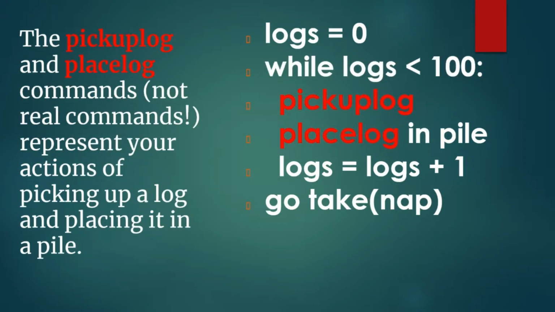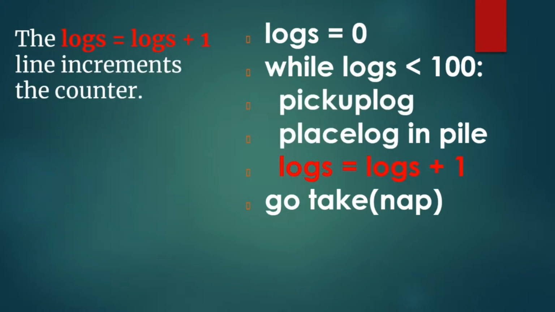So if it is less than 100, we're going to pick up a log, and then we're going to place that log into a pile. Right? So that is what we're actually doing. We're picking it up and putting it where we want it. And then this is our mental counter. All right, so we've picked one up and put it in the pile. Now we have 1 log instead of 0.